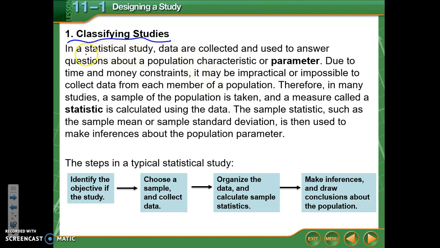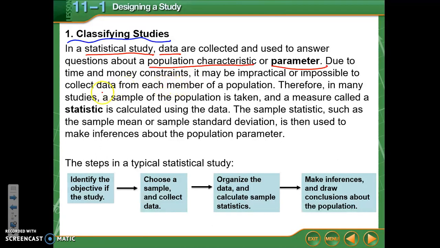So basically when I do a statistical study, what I'm doing is I'm going to collect some data, and I'm going to be investigating questions about a certain population characteristic, or another word for that is parameter. So a parameter is a population characteristic. Of course, sometimes there are constraints or restrictions on time and money. I might not be able to collect data from every member of a population. For example, if I want to do a study in Bogota, it's probably going to be impossible for me to talk to every person in Bogota.